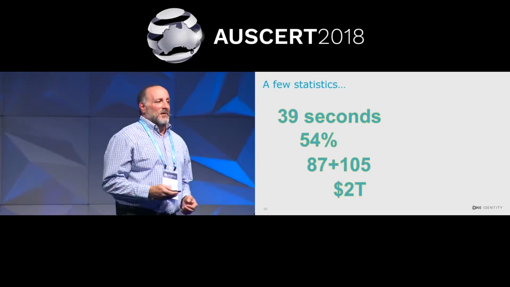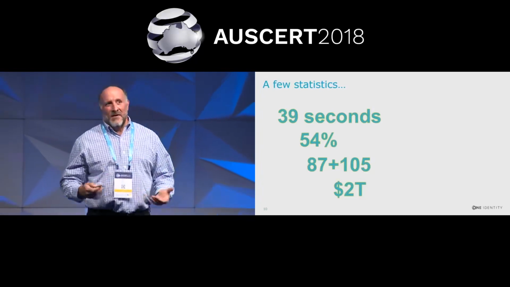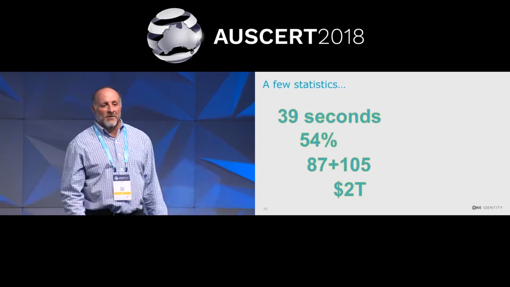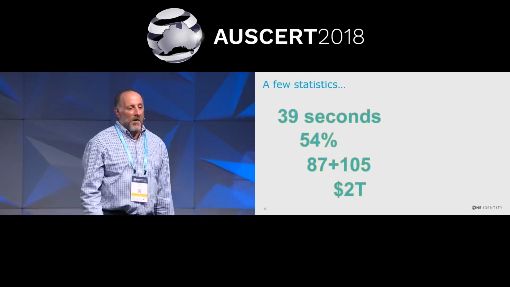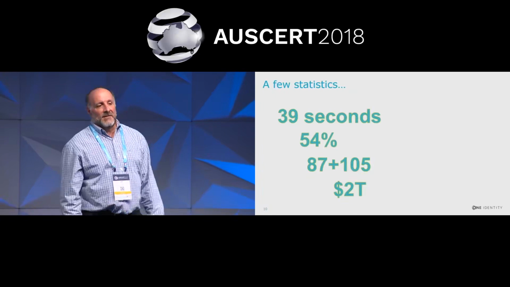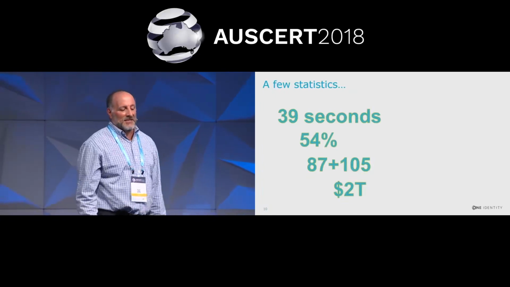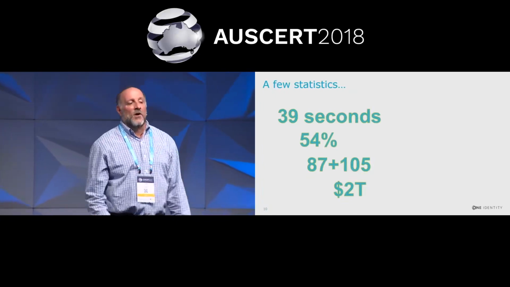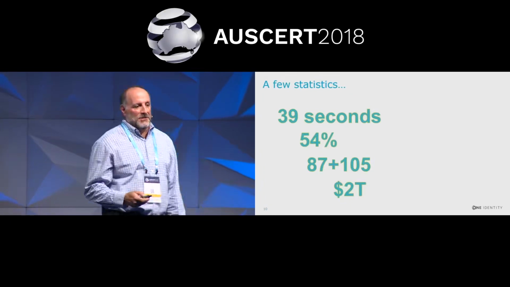54% of the attacks that are successful are due to insider threats. And for those breaches, it takes 87 days, on average, to discover it and 105 days to fix it. And cumulatively, it's cost over $2 trillion in damage.